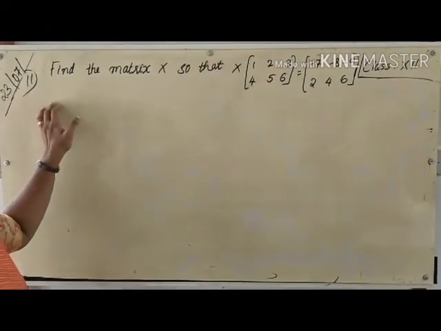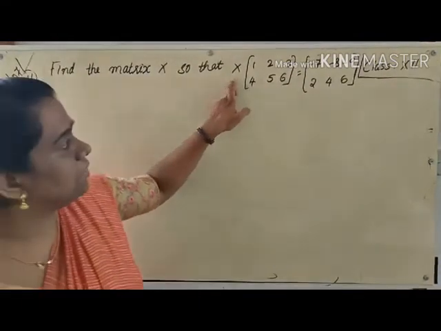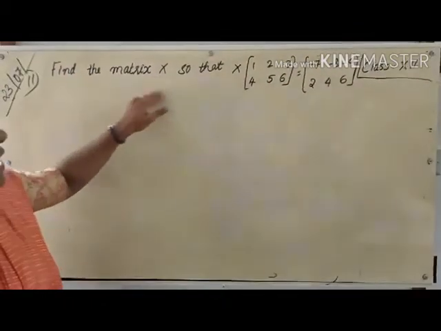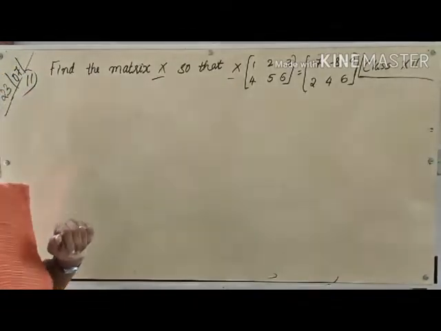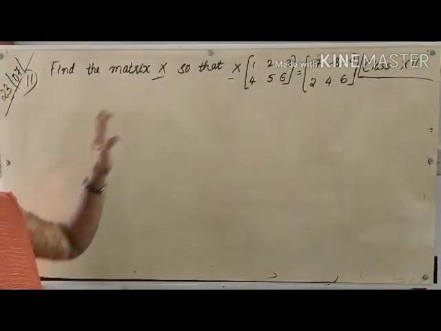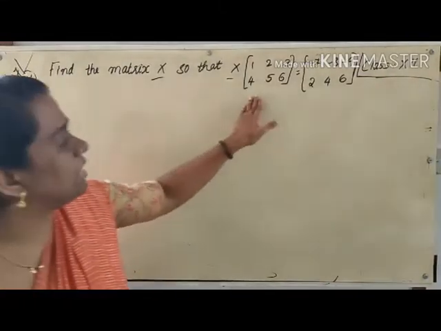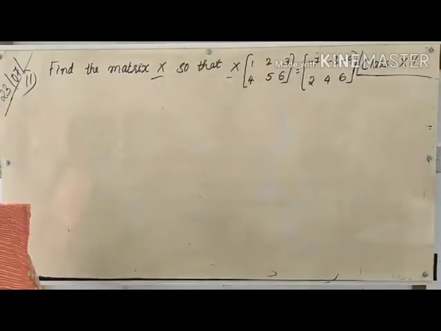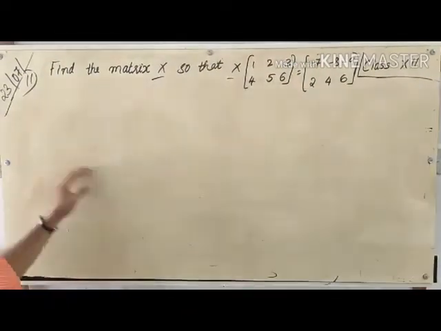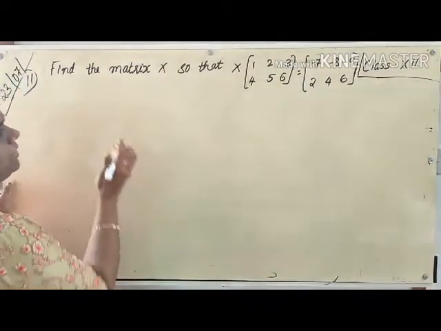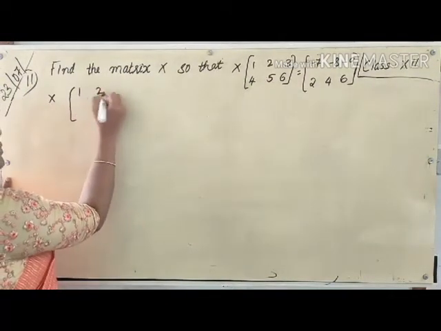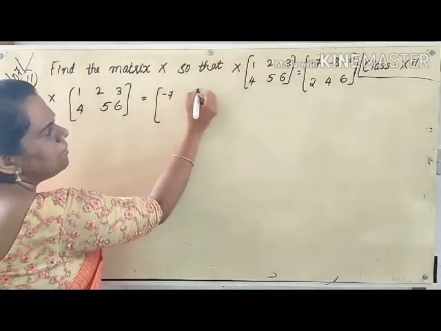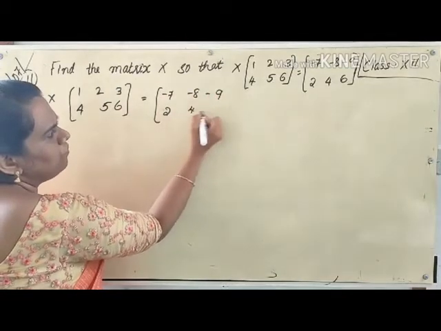Okay, find the matrix x so that x multiplied by the matrix 1, 2, 3, 4, 5, 6 is equal to the matrix minus 7, minus 8, minus 9, 2, 4, 6. Here, we wanted to find a matrix x. But x is a matrix, it's not a constant. Understood? First of all, we have to find x into 1, 2, 3, 4, 5, 6 equal to minus 7, minus 8, minus 9, 2, 4, 6.